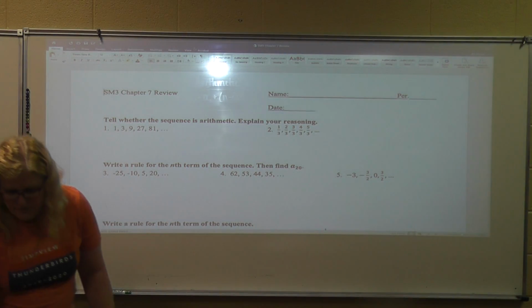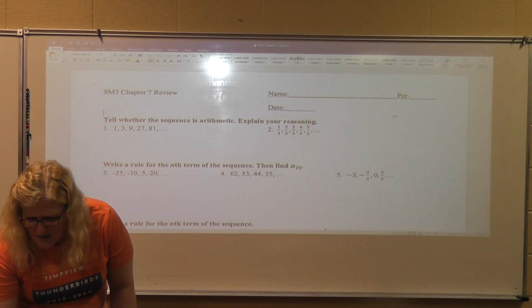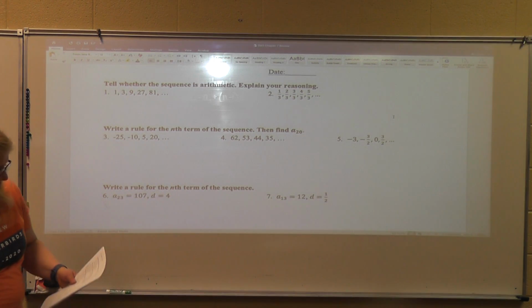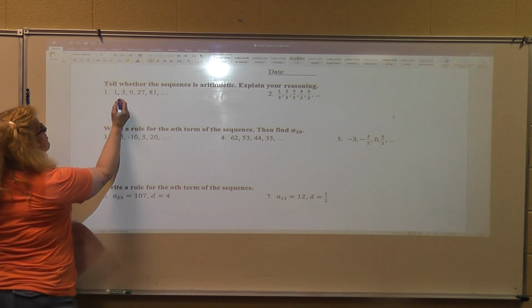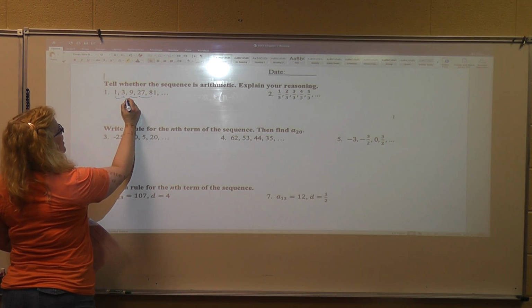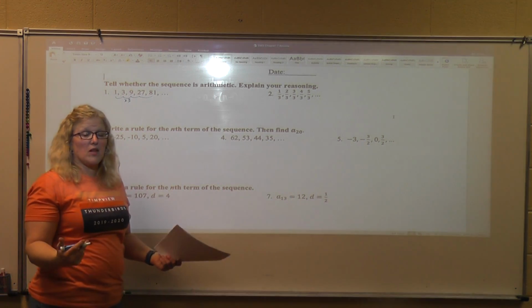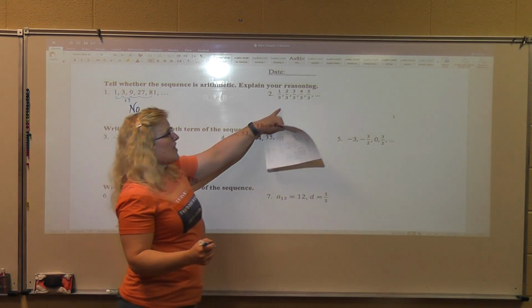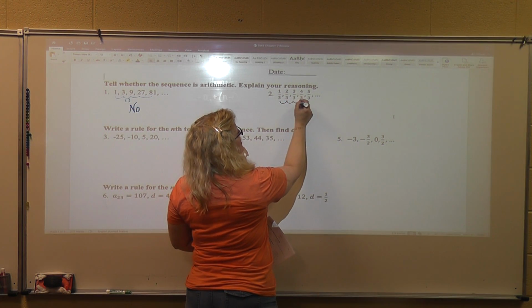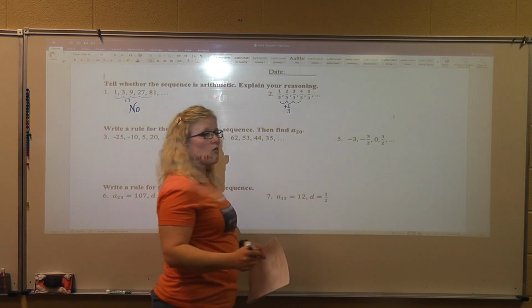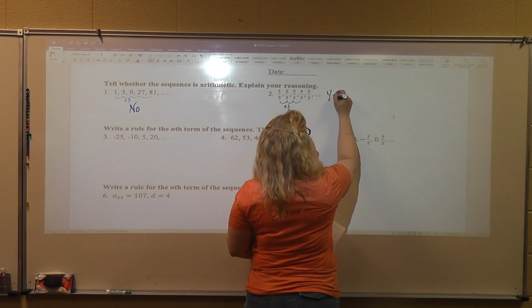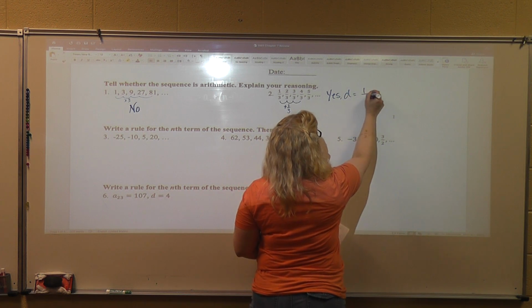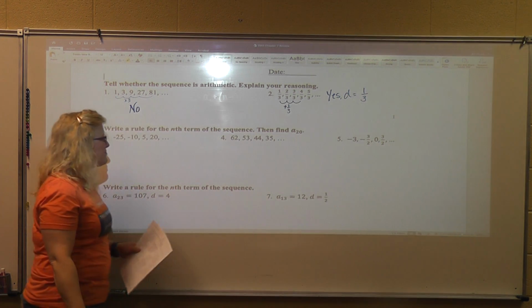Okay, so getting going on these. All right, so first of all, tell whether the sequence is arithmetic. Really quick, when we look at these numbers, we see that each one is being multiplied by 3. And since it's being multiplied, it's not arithmetic. So this is no. But over here, each one is being added by 1/3. So the answer is yes, and the difference is 1/3. So that's how I know.